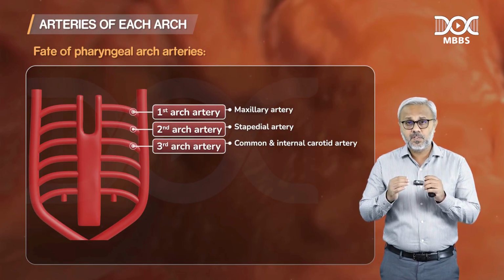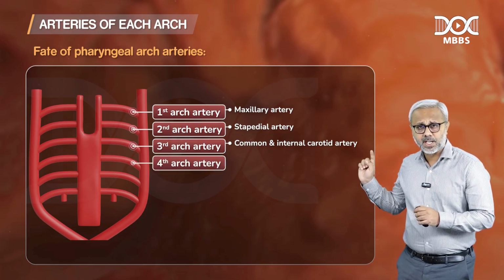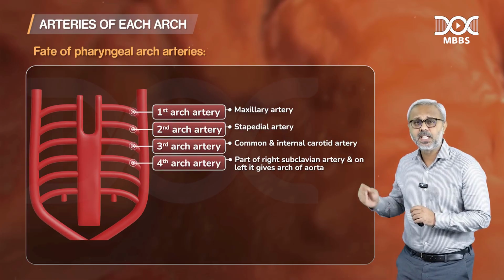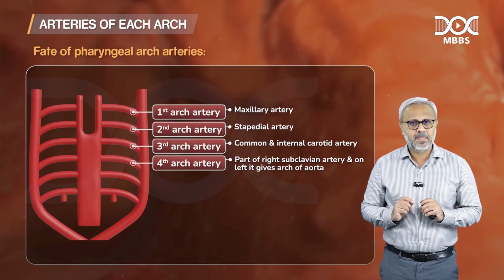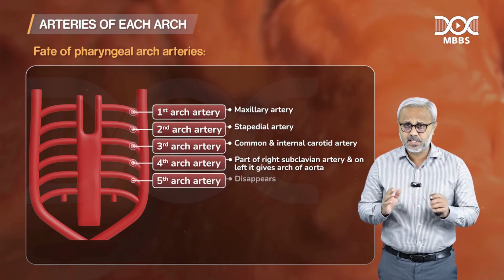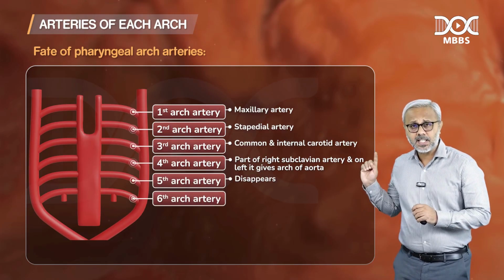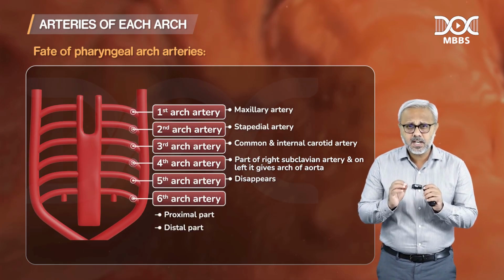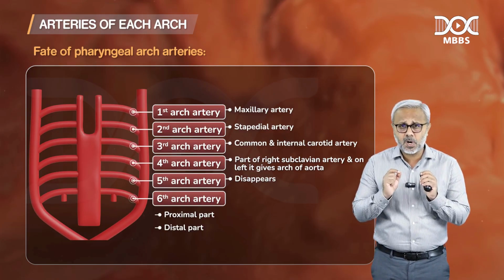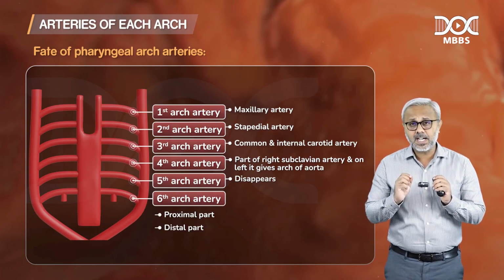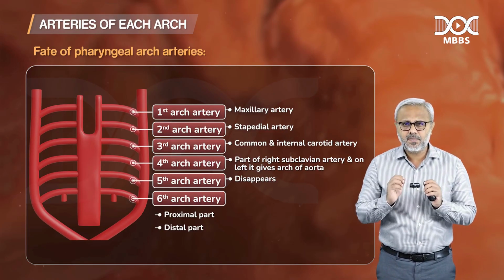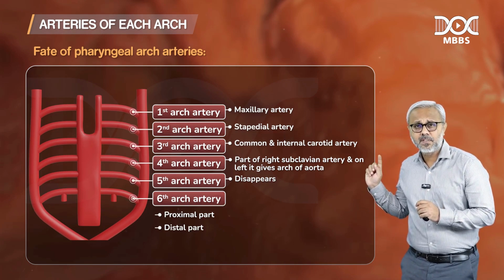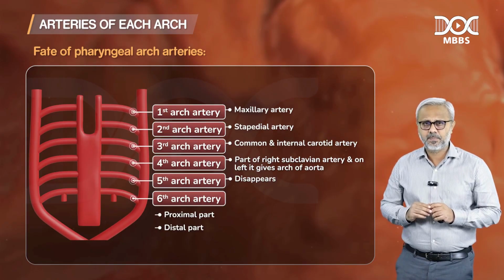Done. What about fourth arch artery? Fourth arch artery on the right side gives rise to part of right subclavian artery. On the left side gives rise to the arch of aorta. Right? Then fifth arch artery has disappeared. Sixth arch artery. The sixth arch artery has a proximal part and a distal part. Right? Here we need to remember the development of one important nerve, that is recurrent laryngeal nerve. The recurrent laryngeal nerve arises as a branch from the vagus and usually hooks around the distal part of the embryonic sixth arch artery. Right?